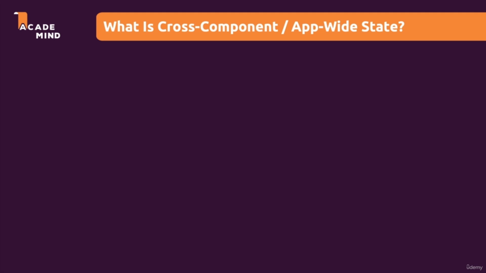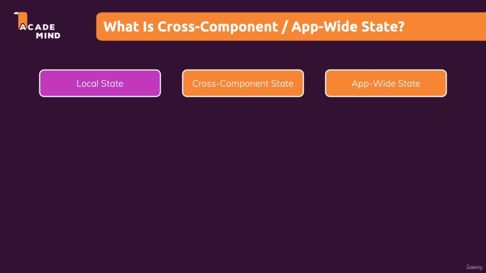That's what we did throughout this course. And that is what state is all about. But we can split the definition of state into three main kinds of state. We have local state, and we also have cross-component and app-wide state. Now, these are not hard definitions. These are just separations of state which you see a lot, and therefore I also like to use them.